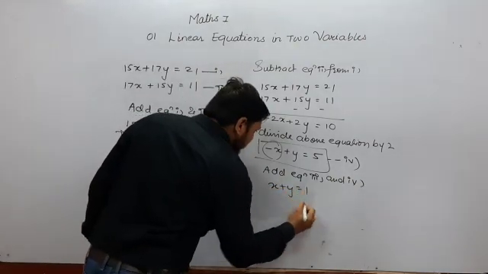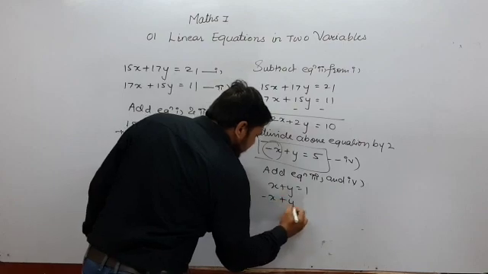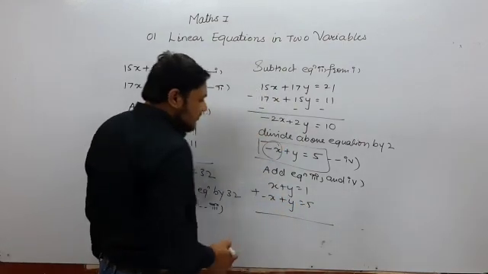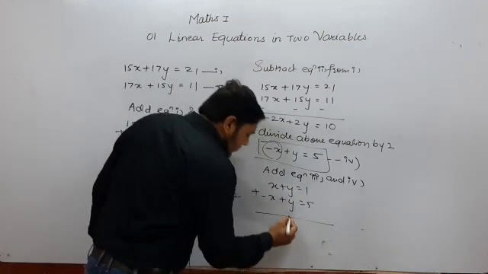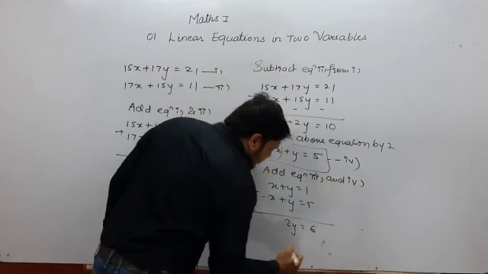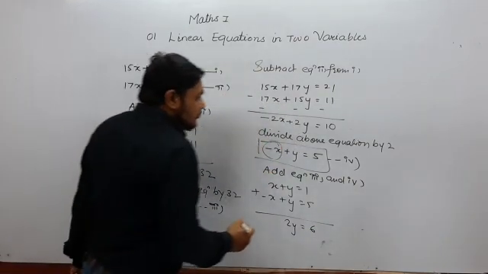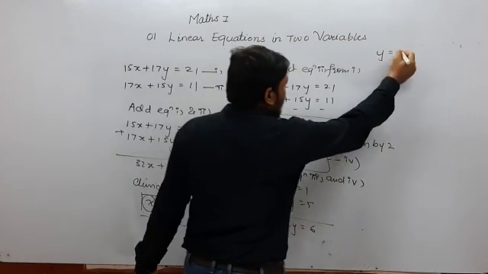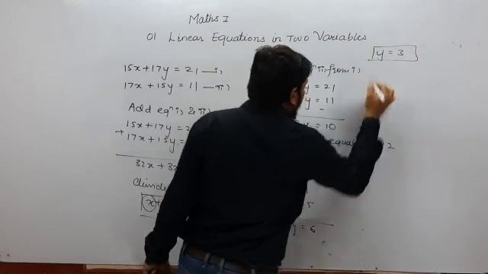x plus y equal to 1, minus x plus y equal to 5. So after addition, this positive x and negative x will be cancelled with each other, and y plus y will be 2y equal to 1 plus 5, which is 6. So student, what will be the value of y? y equal to 6 divided by 2, it will be 3. So the value of y is 3.